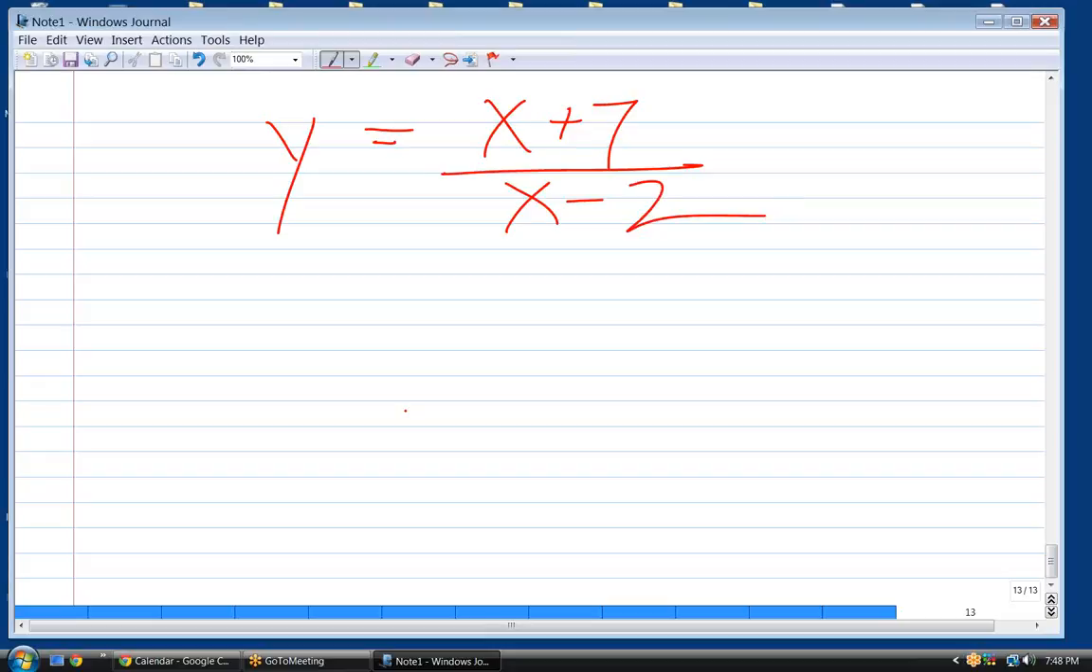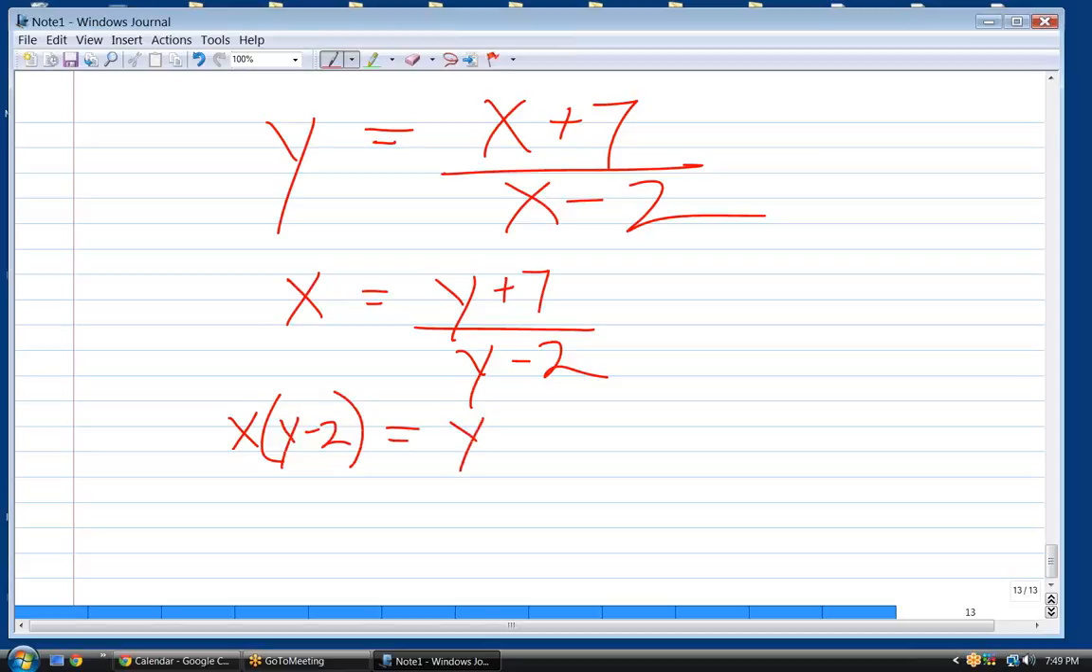Find the inverse of that. Why don't you tell me what to write, and I'll write each line. So x equals y plus 7 over y minus 2. And then you want to solve, well, you multiply y minus 2 on both sides. So I have x times y minus 2 equals y plus 7. Okay. So you distribute x, so you get xy minus 2x equals y plus 7.